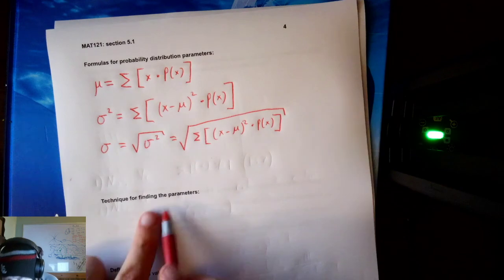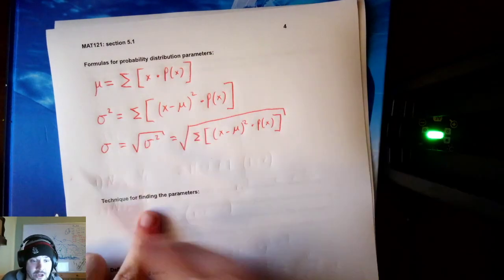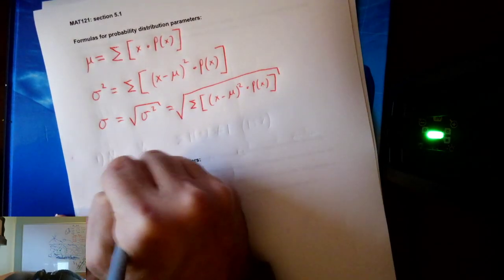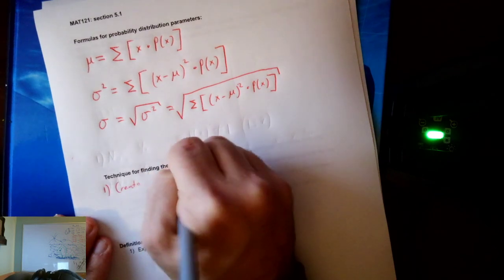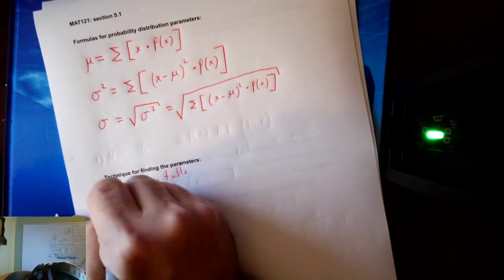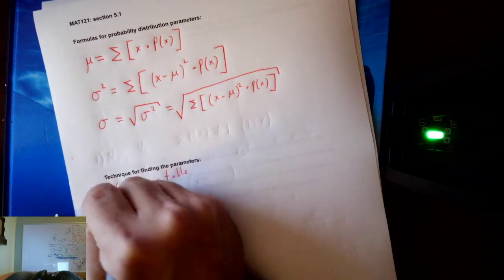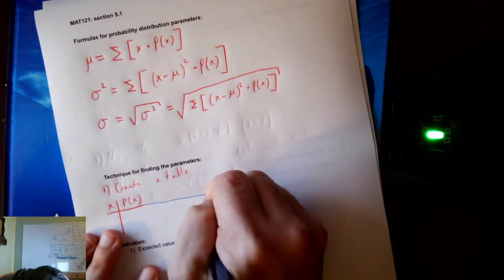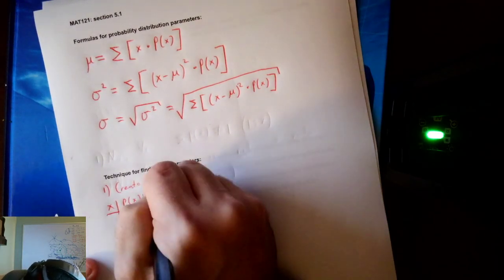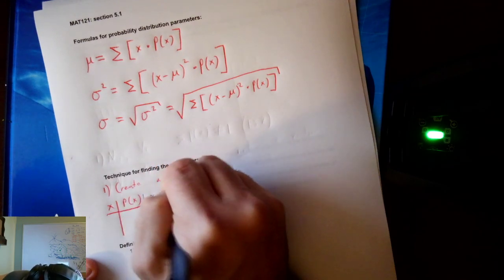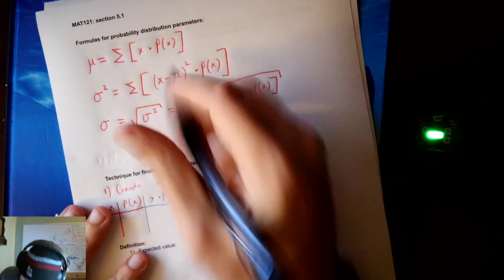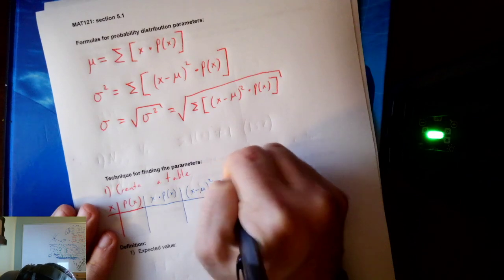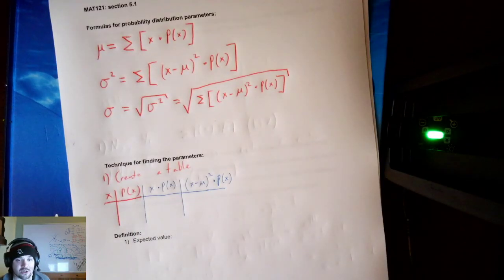Now, technique for finding these parameters. Remember, parameters are population data, right? The technique for finding these parameters is step one, create a table. You'll be given, most likely, a probability distribution, right? And what I always do is I add a few new columns. I add an x times p of x column, and I add a x minus mu squared times p of x column. I just add two columns to my table.